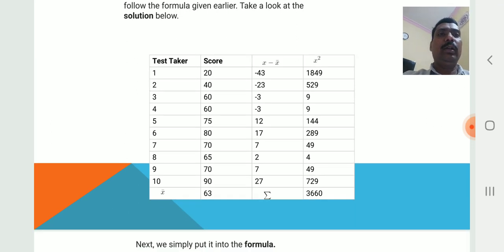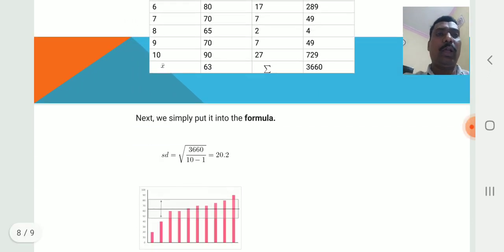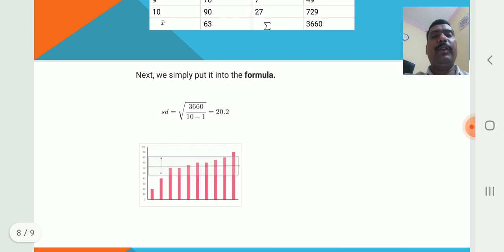Test taker, first test taker score, then the formula x minus x bar, and fourth x squared. Next, we simply put it into the formula. Standard deviation is equal to the square root of 3660 divided by 10 minus 1, which is equal to 20.2.